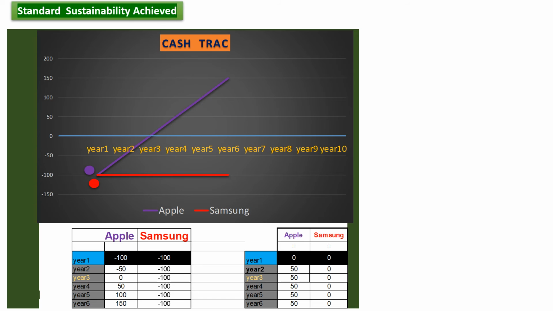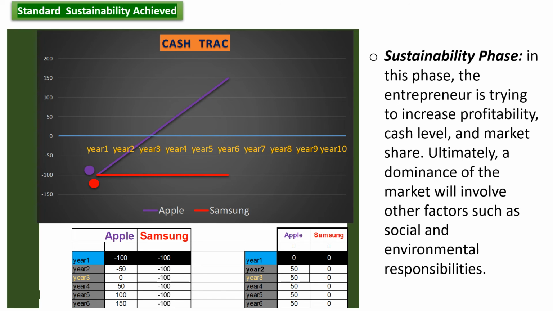On our business graph here, again, by definition, sustainability is the phase where entrepreneurs are trying to increase profitability, cash level, and market share. So here, our cash level illustration indicates that Apple has gone beyond the break-even zero and has gone up to $150,000 cash level. And Samsung has not performed that well.